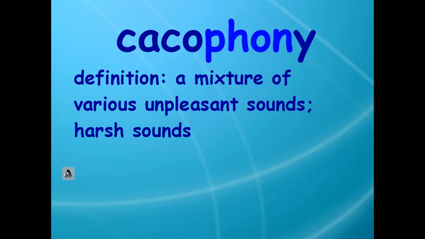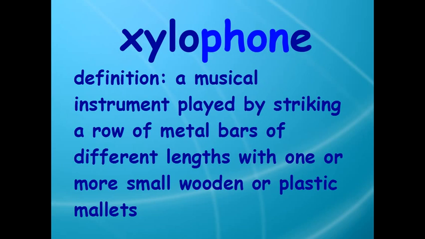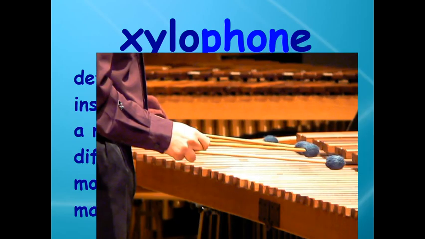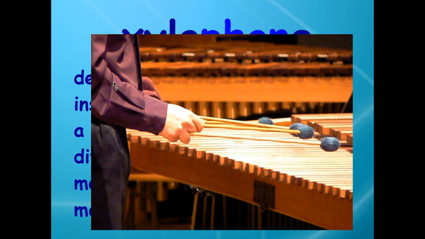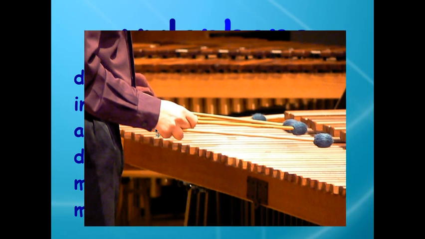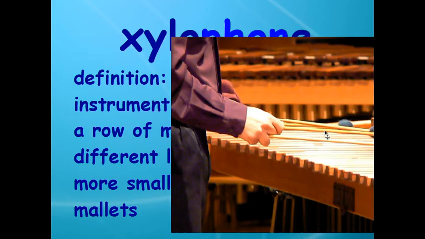So your next word is xylophone, and this is a musical instrument that is played by striking a row of metal bars with different lengths with one or more small wooden or plastic mallets. So it looks kind of like this. Here are your metal bars, and then here are the mallets that you would strike it with.